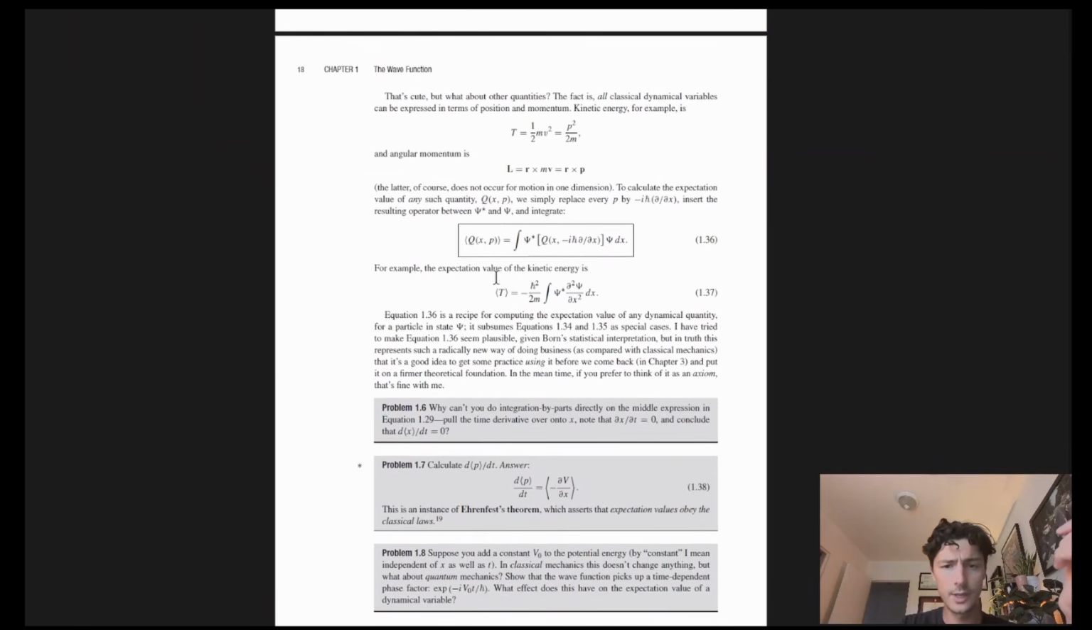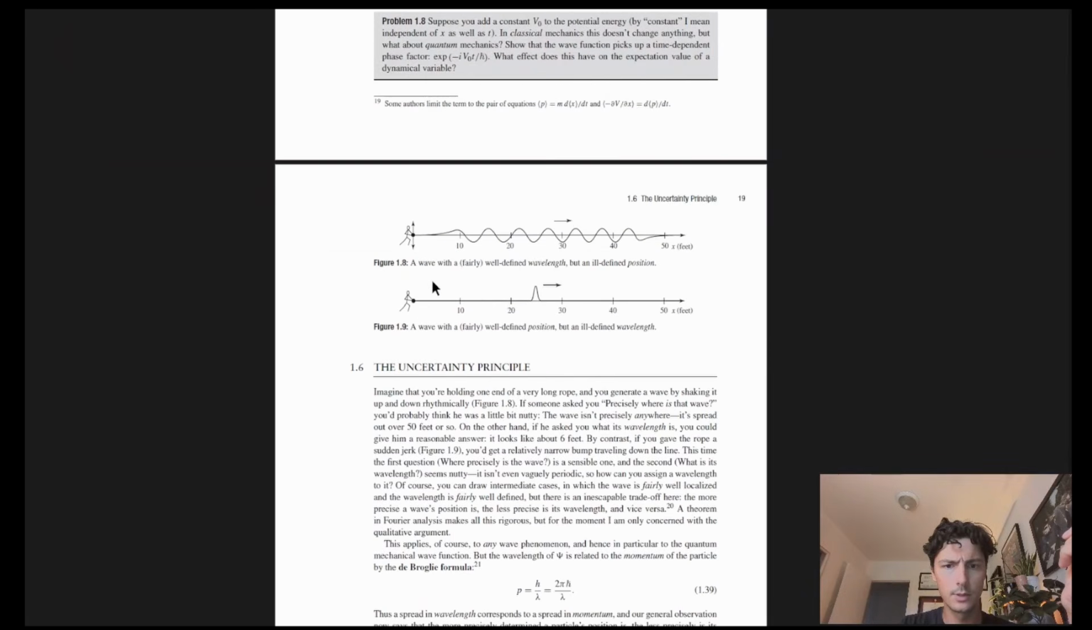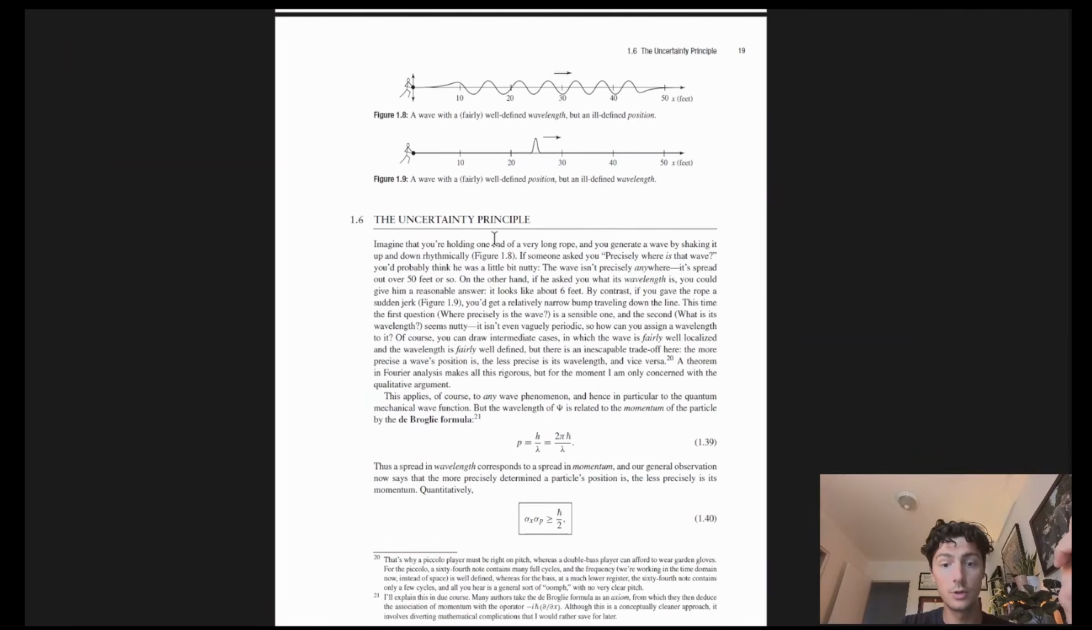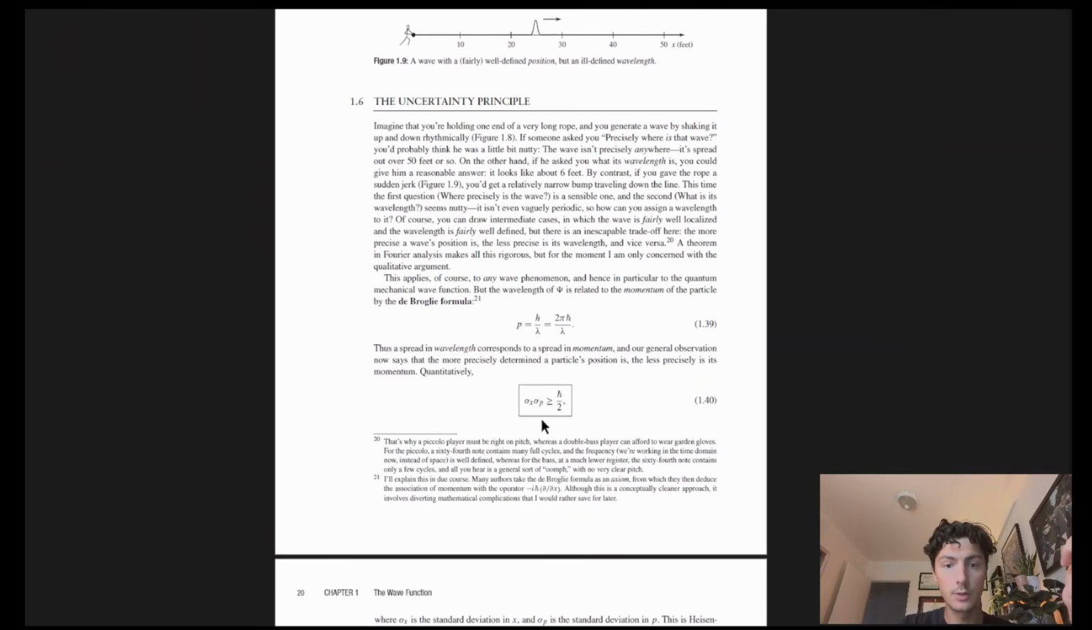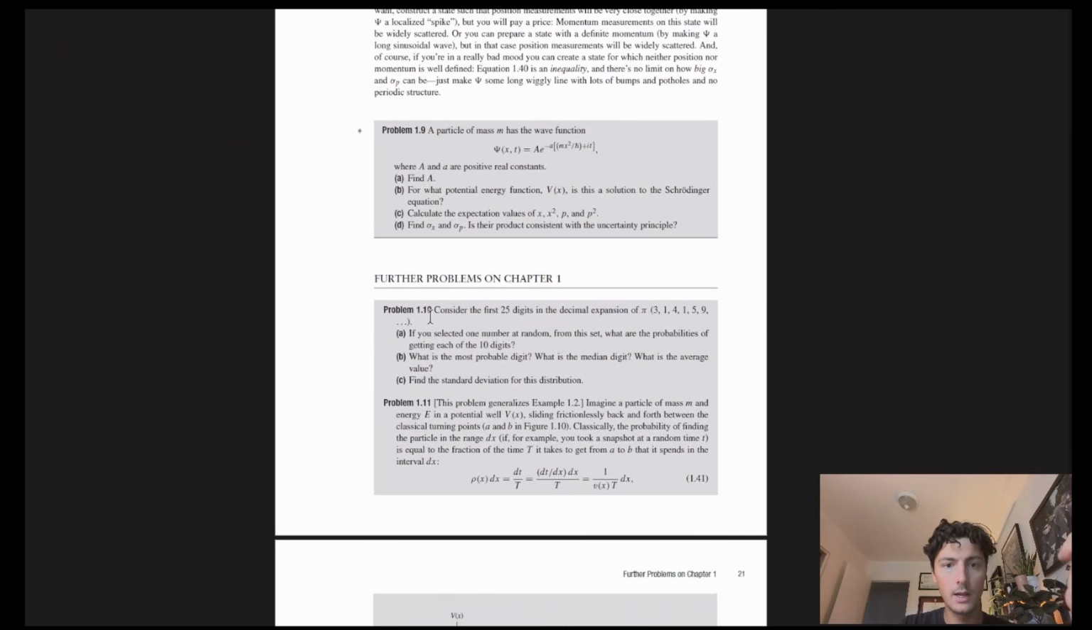6 minutes, 23 seconds. Let's sweep through. Another interesting equation. Some more problems. A little wave with the gentleman waving something. Cool. The uncertainty principle. We got a boxed equation here. I'm assuming this means the uncertainty principle. Problem 1.9. And further problems on chapter 1. We are done at 6 minutes, 40 seconds.